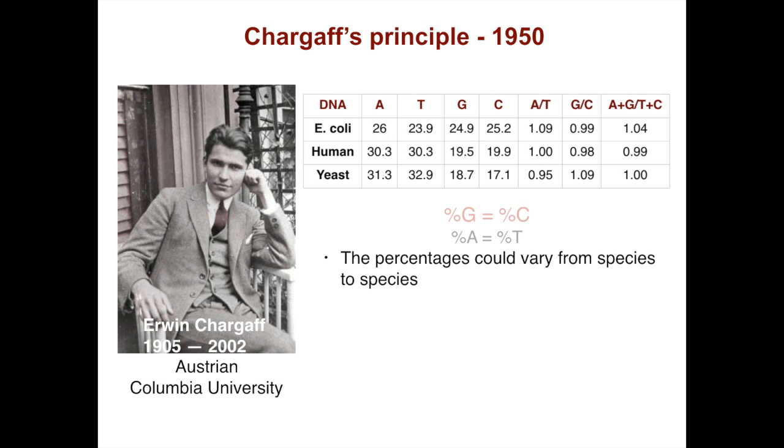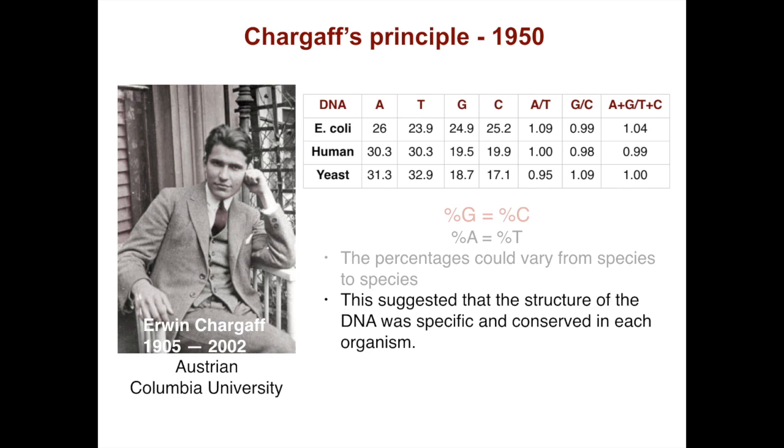The percentage of G or C or A or T could vary between species. However, the ratio of G to C and A to T was always maintained. It was around 1. So this suggested that the structure of the DNA was specific and conserved in each organism, even though the sequence was not exactly the same.